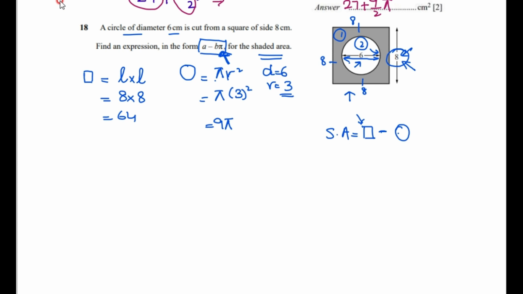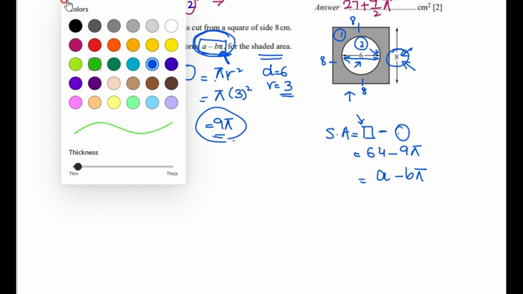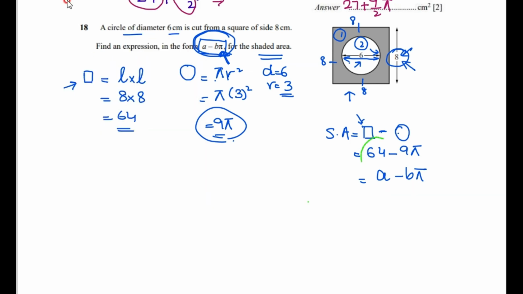Again, remember, we have to leave our answer in this form. So I'm going to substitute both answers here. What was the area of the square? That was 64. And what was the area of the circle? That was 9 pi. Here you can observe it is already in the form of a minus b pi, so you can easily identify the value of a and b also. You can say a is 64 and b is 9 here. So this is your answer.